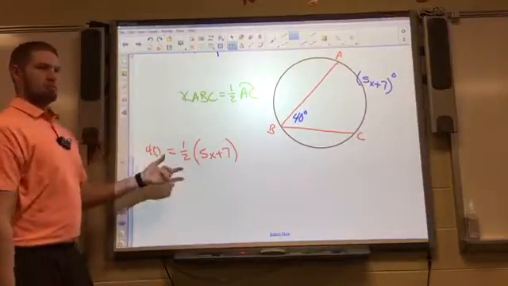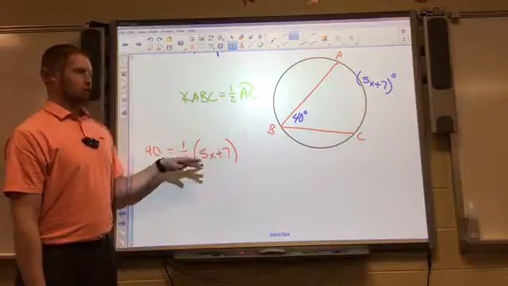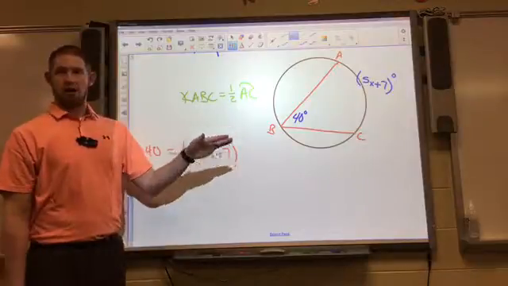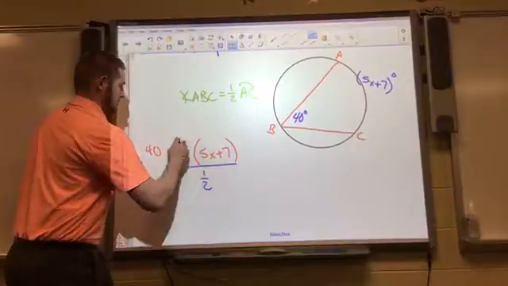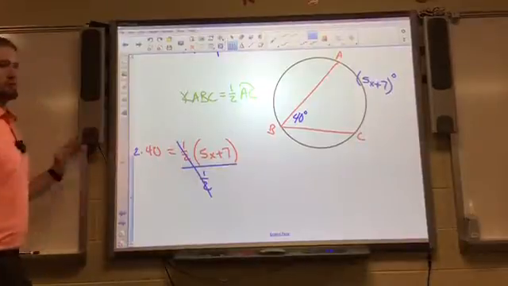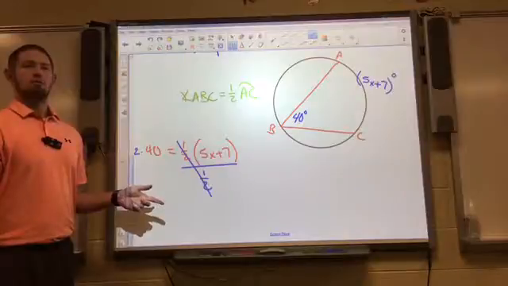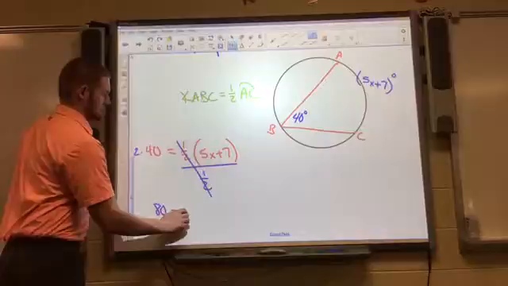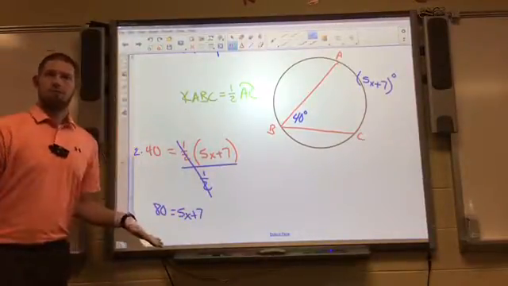Now, we've done problems like this in the past. Is it easier to distribute this 1/2 or to just divide by a half and get rid of it? Divide. Otherwise, you end up with a whole bunch of fractions, right? So if I divide by 1/2, what's that the same thing as doing on the other side? Multiplying by 2, because if you divide by a fraction, you actually multiply by the reciprocal. Good. So 2 times 40 is 80 equals 5x plus 7. I'm going to stop there. You could finish that out if you needed, right?